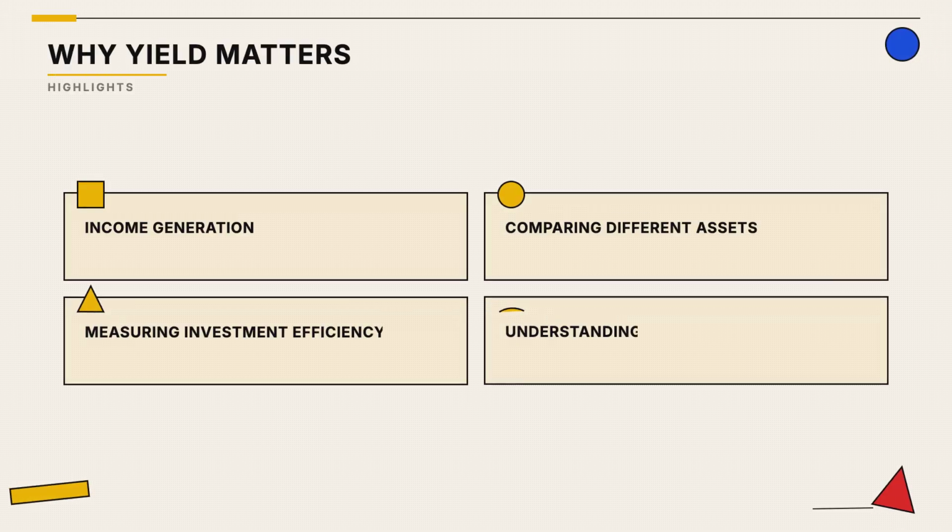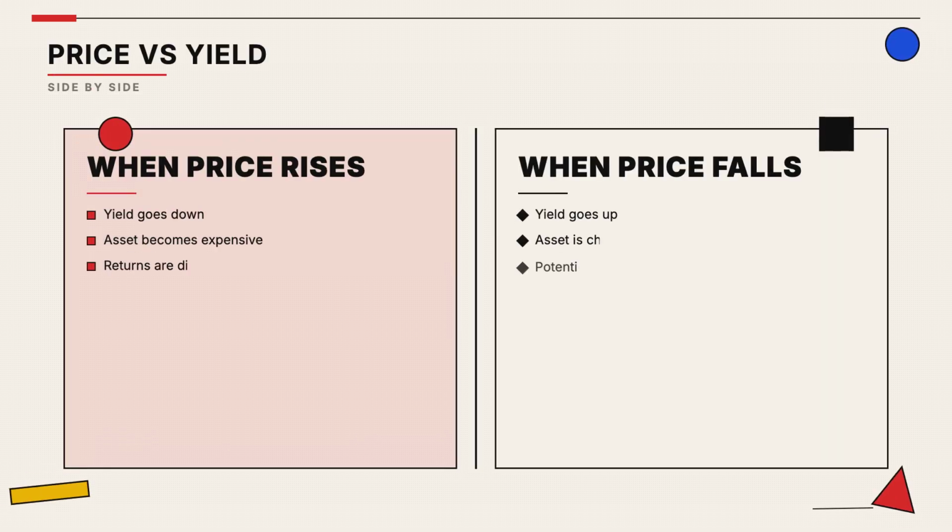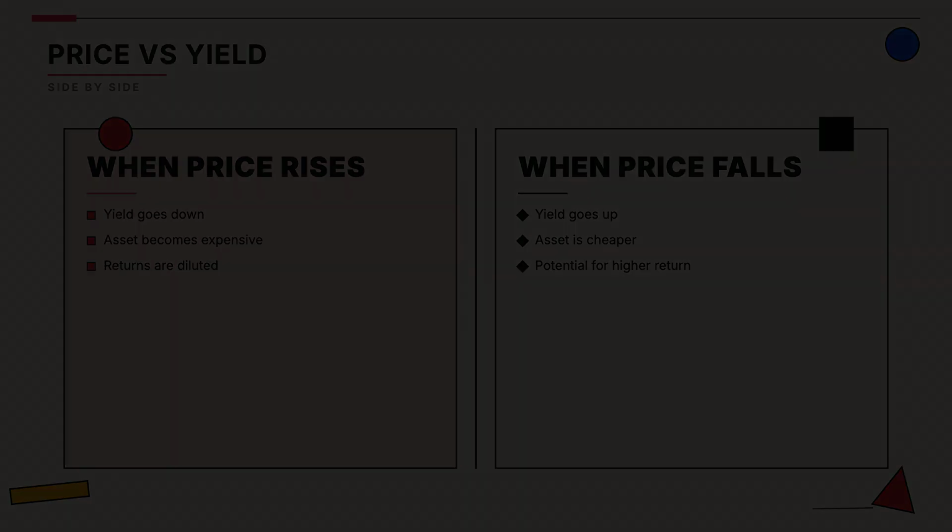Yield helps investors compare apples to apples when looking at different income-producing assets like stocks, bonds, or savings accounts. There is an inverse relationship between price and yield. As the price of an asset increases, the percentage yield typically goes down.